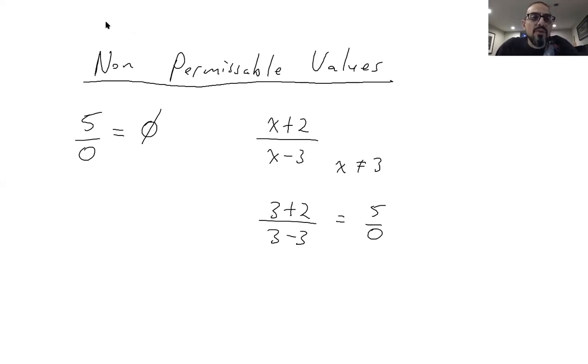Now, if you want a procedure to figure out what x can't equal, what you can do is set the denominator to 0 and solve the equation.